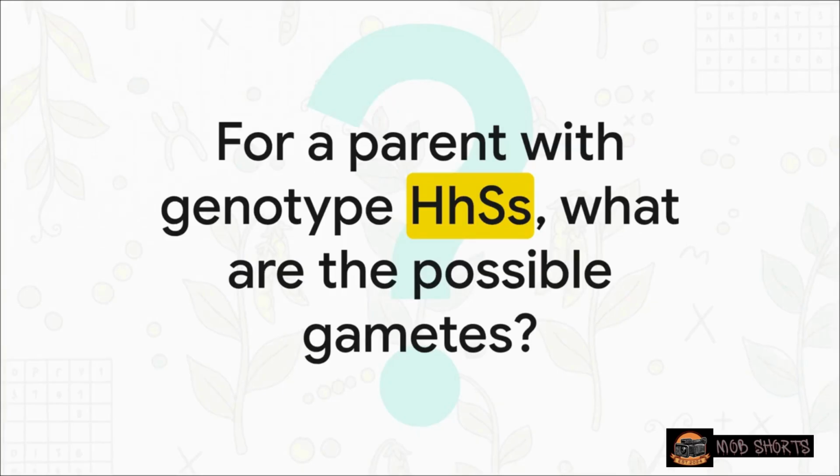Okay, this brings us to the exact spot where most people get tangled up. So listen close. If you have a parent cat and its genotype, that's its genetic code, right, is big H, little h, big S, little s, what are all the possible combinations of alleles it can actually pass on? This is the key question.